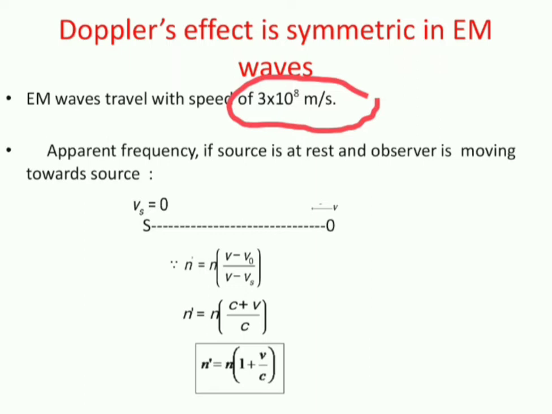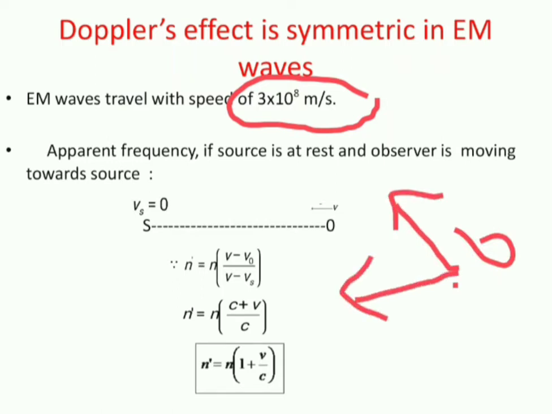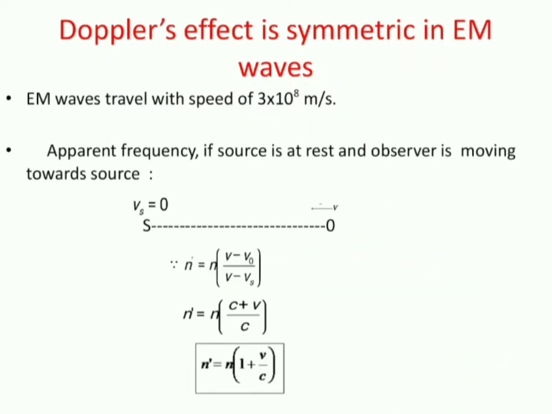So if I take O as the observer, whether the observer moves in this direction as shown by the arrow, or this, or this, the speed of light with respect to him will always be 3 into 10 to the power 8. So there is no change in the speed of light even if the observer is moving, because the observer's speed is much smaller when compared with 3 into 10 to the power 8 meters per second. Because of this nature, we will prove that the Doppler effect is symmetric in electromagnetic waves.